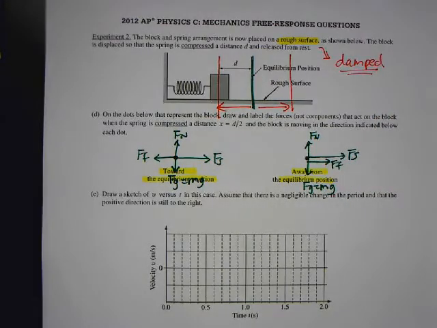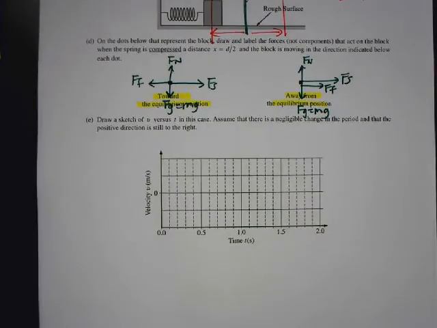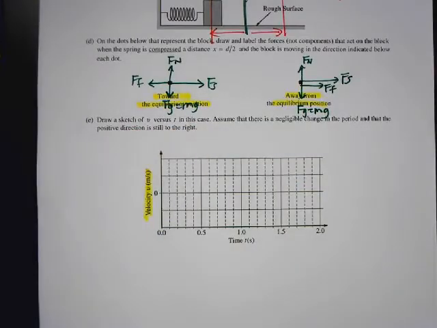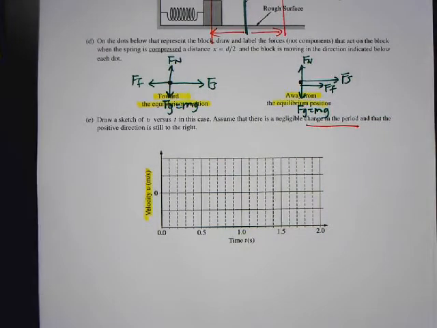All right, so the last part is part E. We're going to sketch a graph, okay? And it says draw a sketch of the v versus t in this case. So again, this is a velocity versus time graph, okay? And assume there is a negligible change in the period and that the positive direction is to the right. So as my frame of reference, I am going to first put dots at the period.